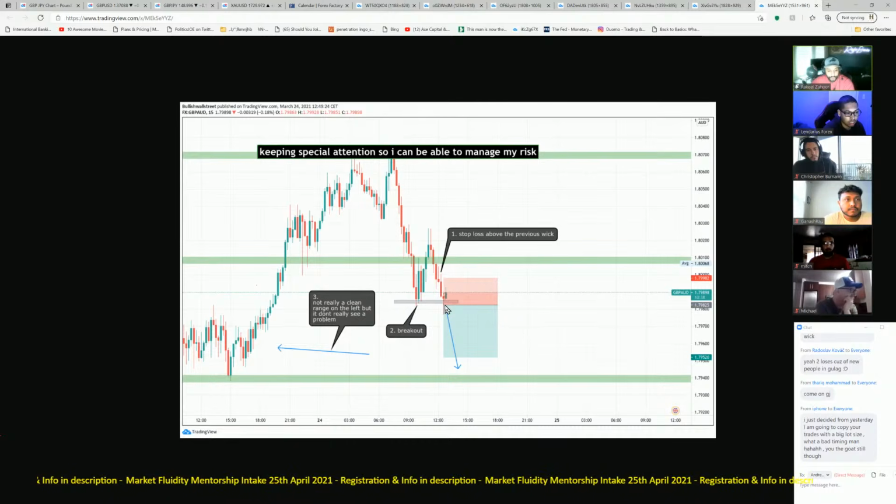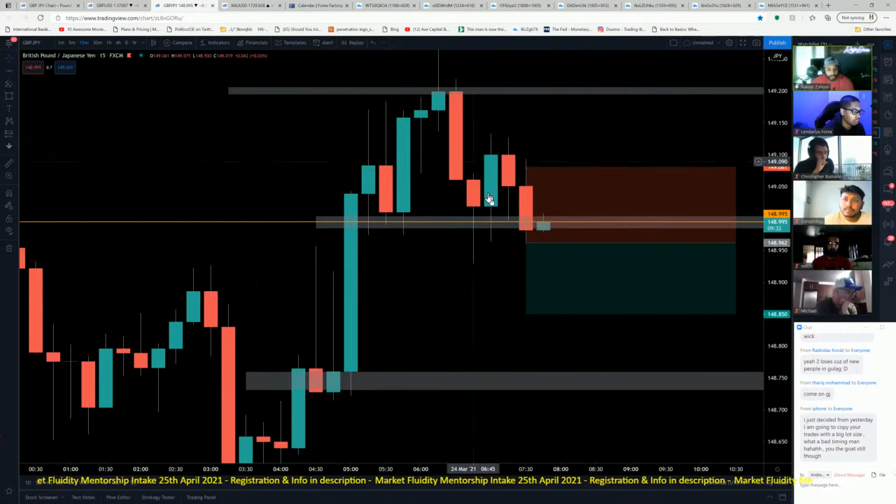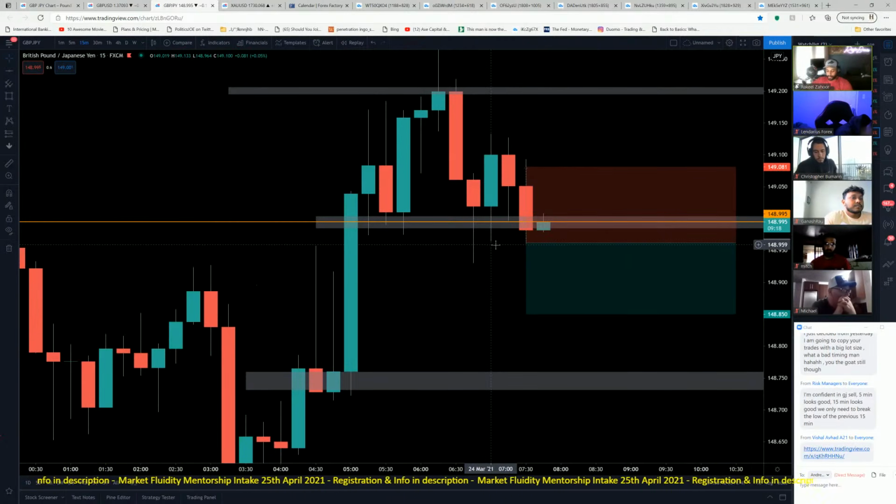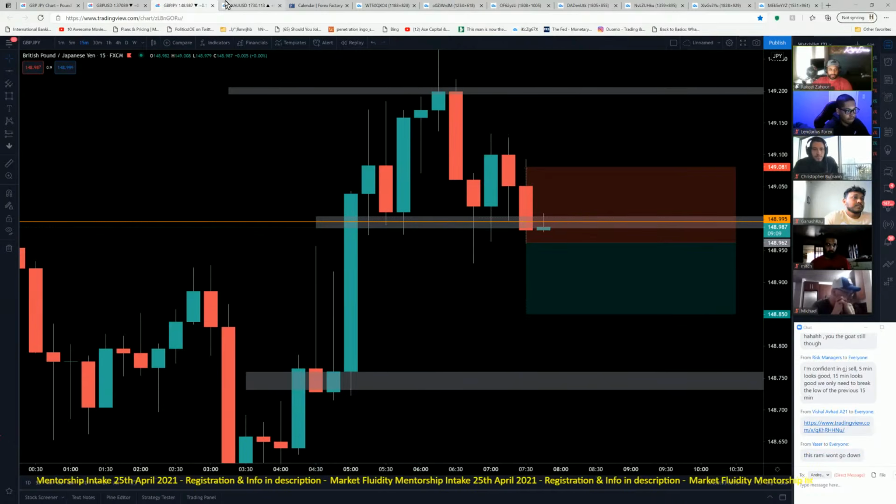Oh, or you already took a sell over here. Yeah, I don't think this was a good sell. This was the same thing that happened on GJ right over here when this candle came down. I'm confident in the GJ sell. 5-minute looks good. 15-minute looks good. We only need to break the low of the previous 15-minute candle. Yes, that's true. We only need to come down and break below this area for price to continue falling down. And then we're going to go downtown.